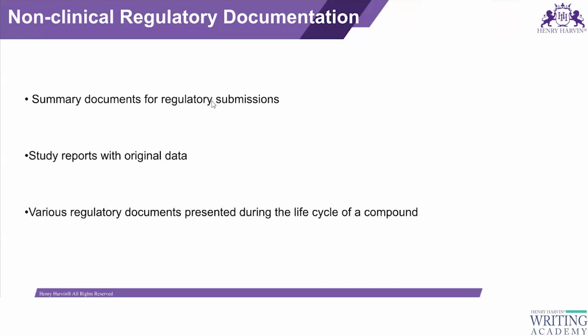Then module number 2 contains overall summaries and overviews. It has 5 sections. The first section is related to QOS, which is known as the quality overall summary. Then 2 sections are related to the non-clinical overview and non-clinical summaries, and the other 2 sections are related to the clinical overview and clinical summaries.